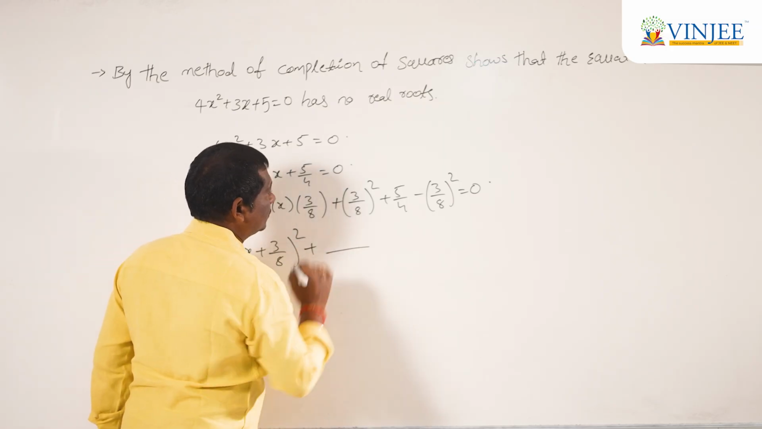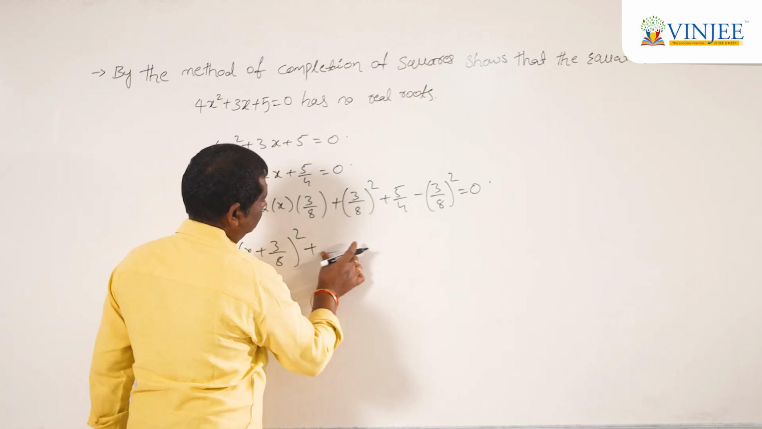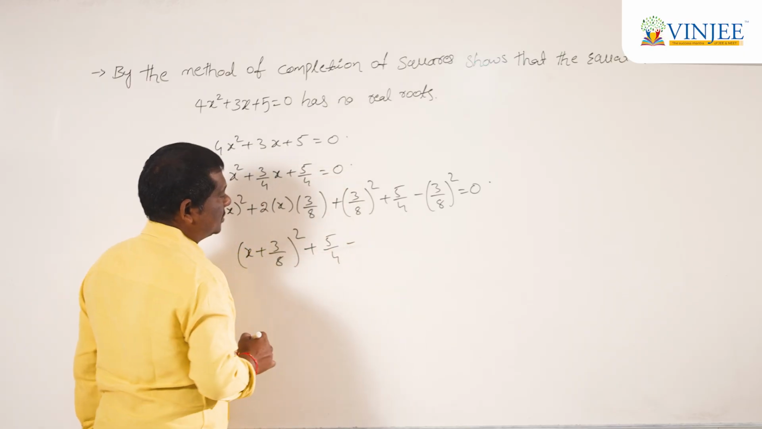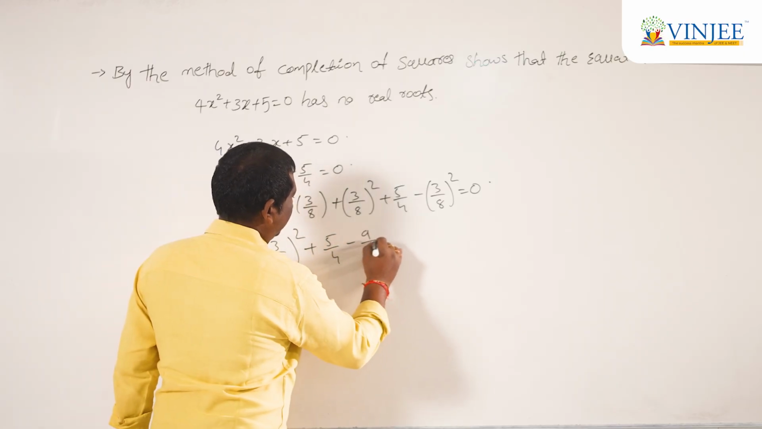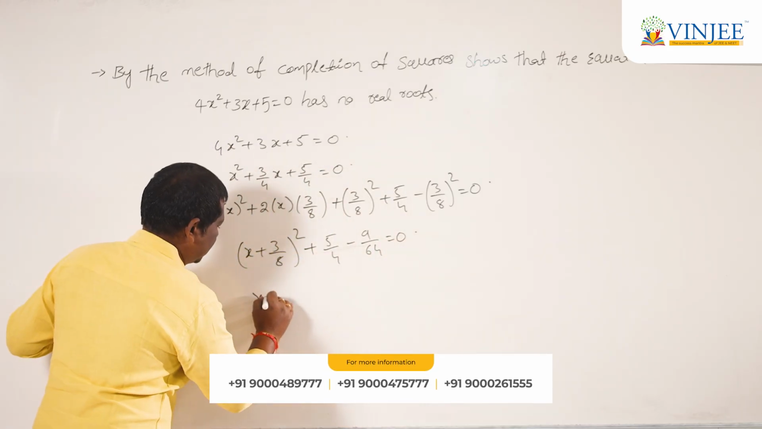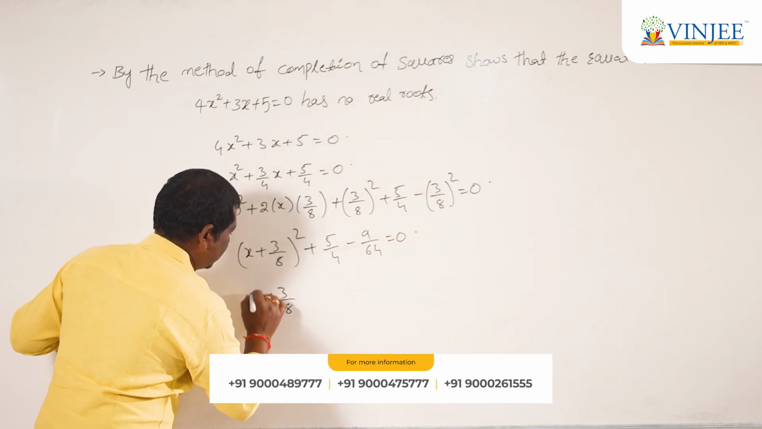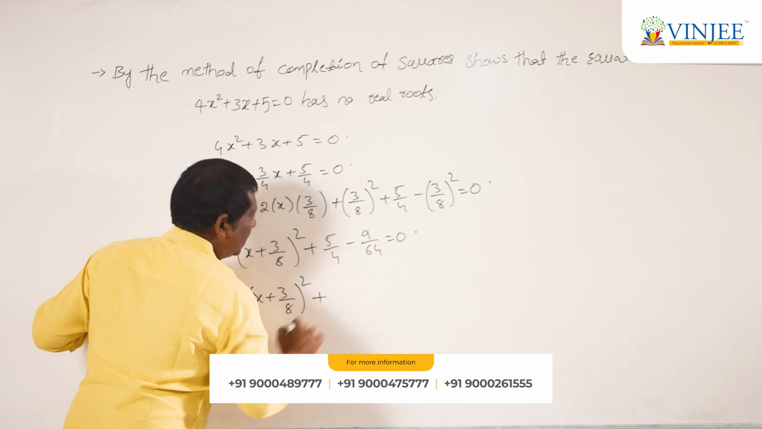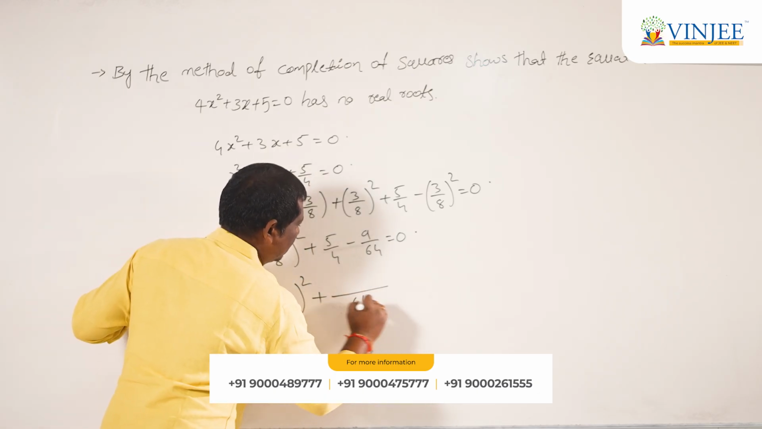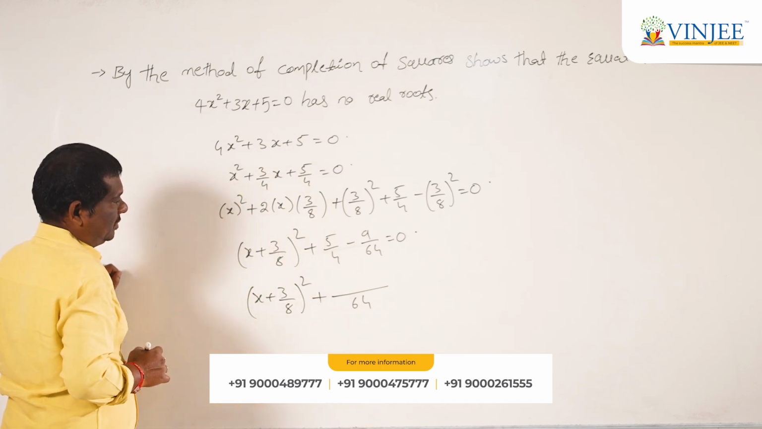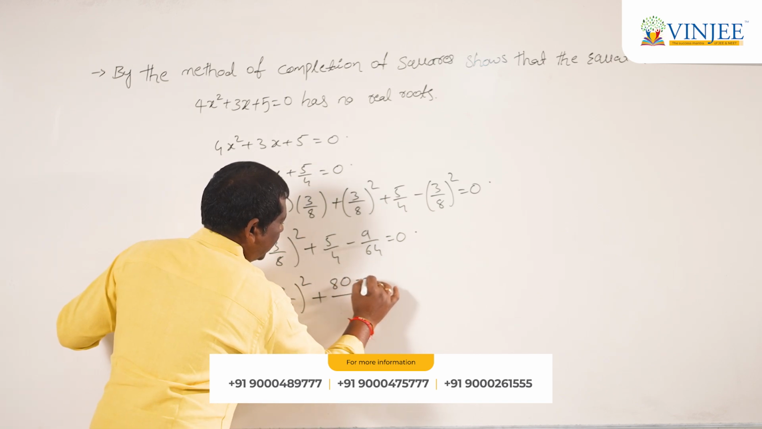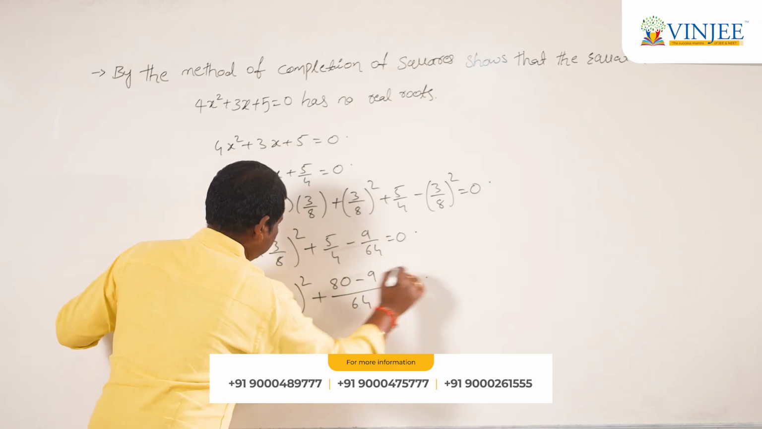plus 5 by 4 minus 9 by 64 equal to 0. x plus 3 by 8 whole square. If I take LCM, this will be 64. Now here this will be 16 times, and this will be 80 minus 9 equal to 0.